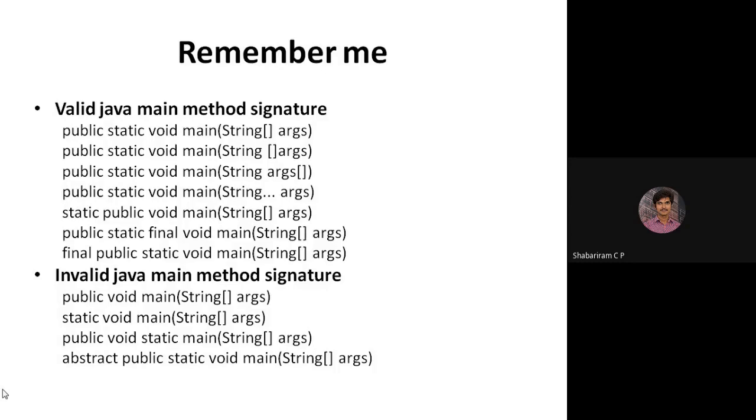Please remember, the first half shows the valid Java main method signatures. The second half shows the invalid Java main method signatures. The invalidation has a certain meaning.